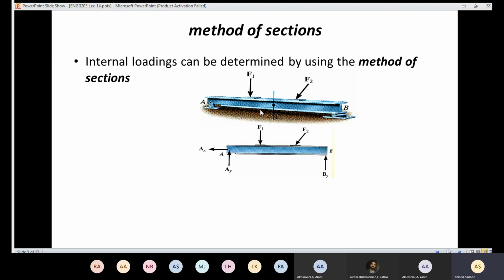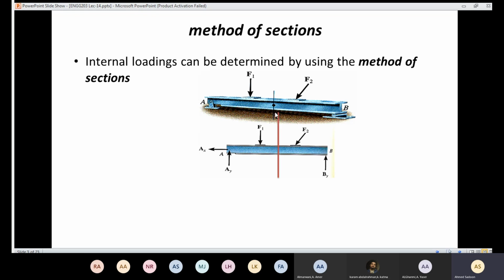So first I'm going to draw the free body diagram. We already discussed how to draw the free body diagram. Here we have the reactions. Here we have a pin. We have a reaction in X, and we have a reaction in Y. Here we have a roller. We have a reaction in Y only. Then, like I said, we call this the method of sections.